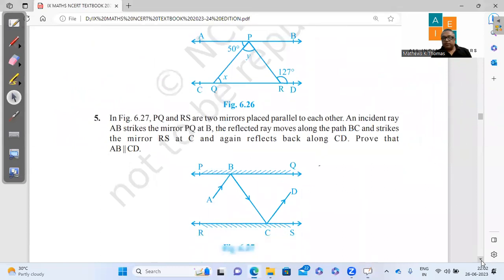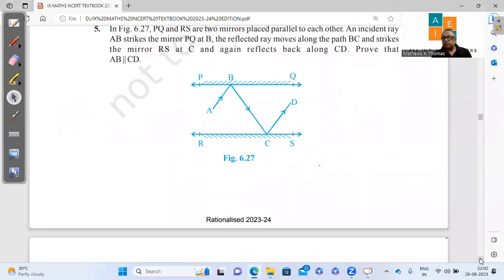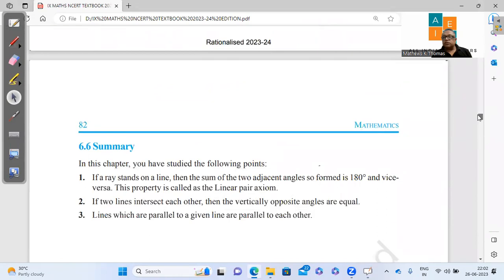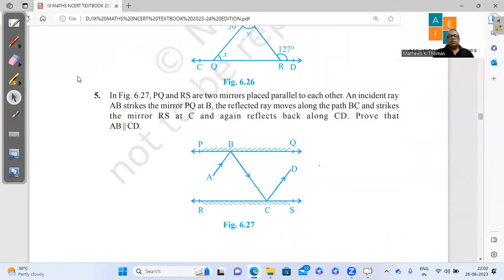Question number 5. That's the last question. This is based on the mirrors PQ and RS are parallel mirrors. You see, this is shaded. This is the incident ray. This is the reflected ray, right? When a ray of light strikes on a mirror, it reflects. So this is called the incident ray. This is called the reflected ray. For this mirror, this is the incident ray and this is the reflected ray.